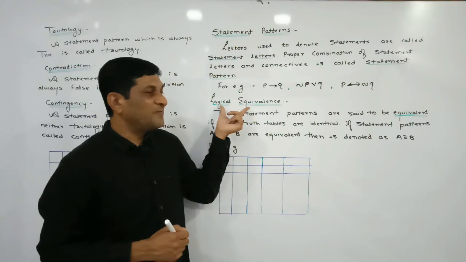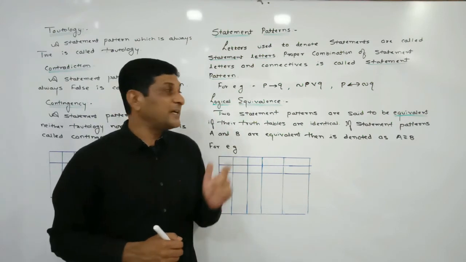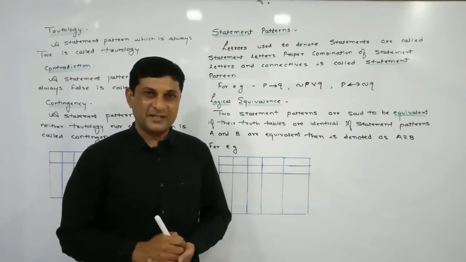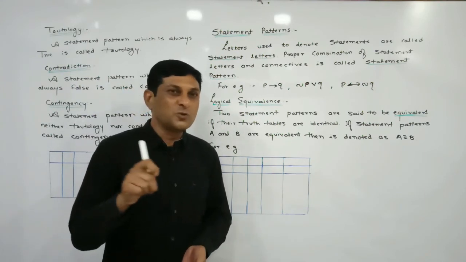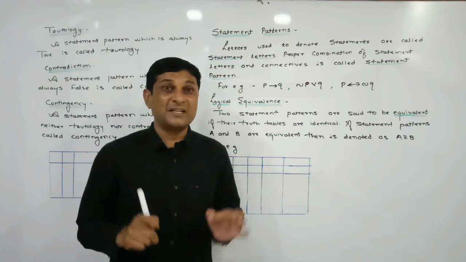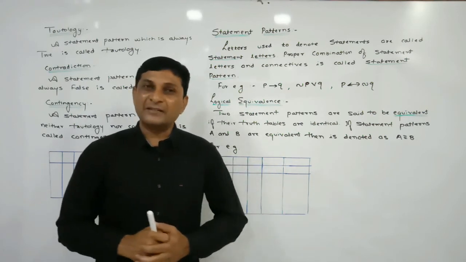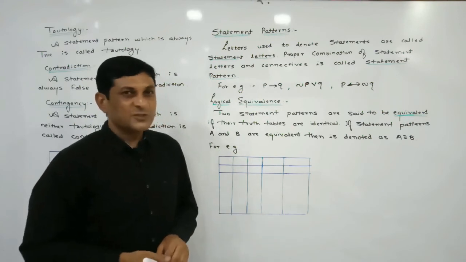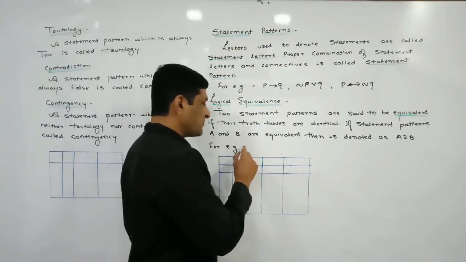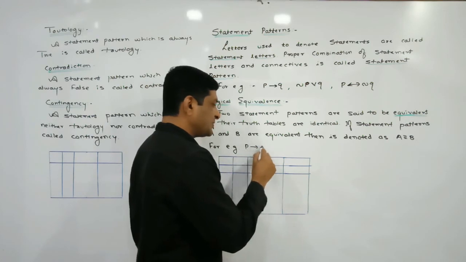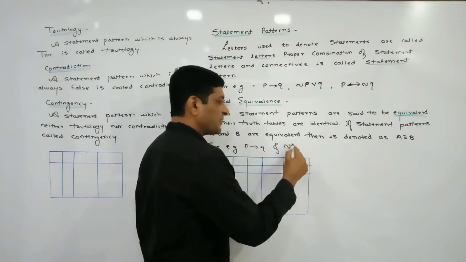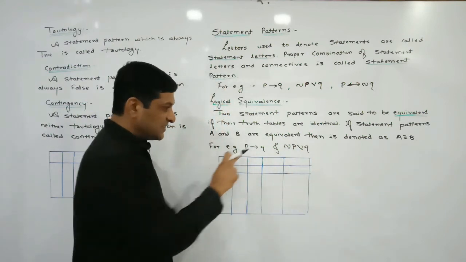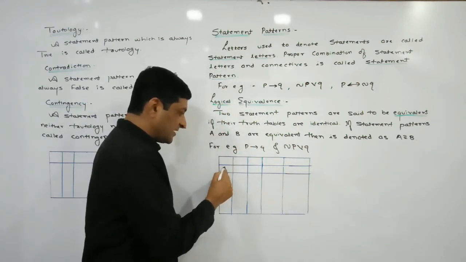Now let us see when we can say that two statements are logically equivalent. If the truth values of two statements are exactly the same, means identical, at that time we can say that the two statements are logically equivalent. So take an example. First let us find the truth value of P implies Q, and later we will find the truth value of negation P or Q. In this case P and Q are two statements under consideration.